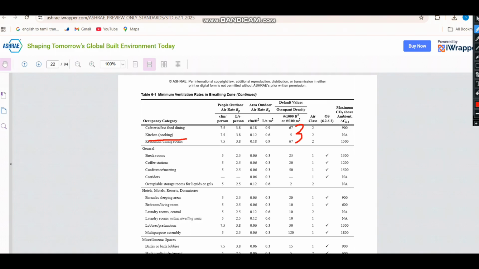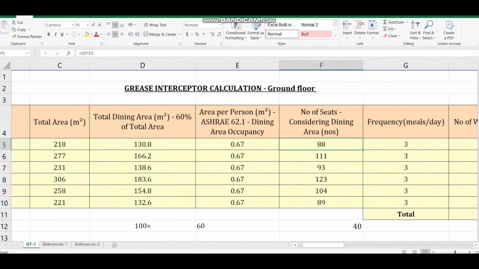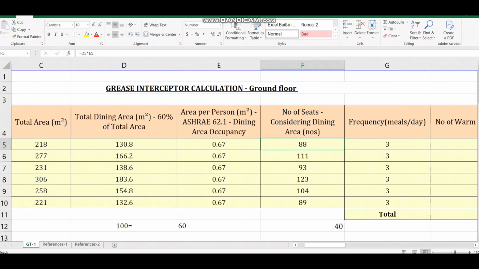Now in our case, we are going to consider the restaurant dining room. So for 100 square meters, we need to consider 67 people, and based on that we can go for the design. So now I have considered 0.67, because I have mentioned here area per person in square meters. So for 1 square meter, 0.67 person. Based on ASHRAE 62.1, I have considered the same logic of 100 square meters, 67 people. Now the next thing, I need to consider how many seats. We already know the dining area, and with that I am going to multiply with the number of people.